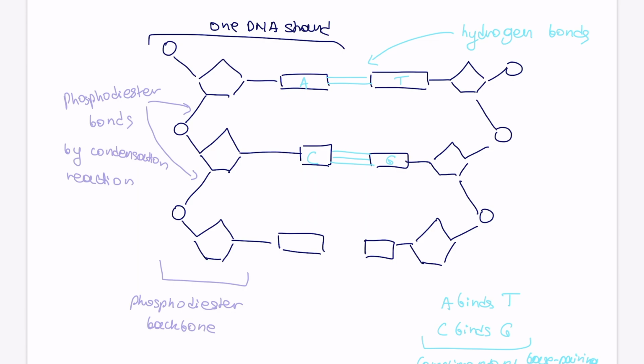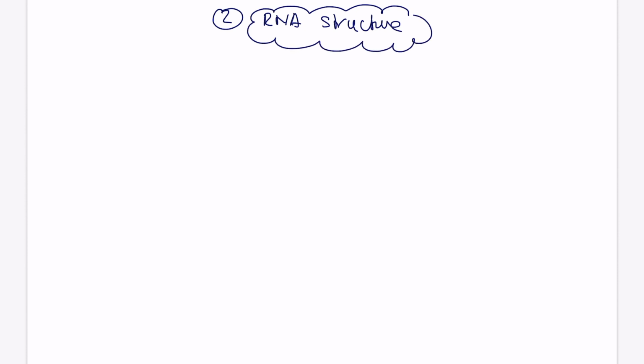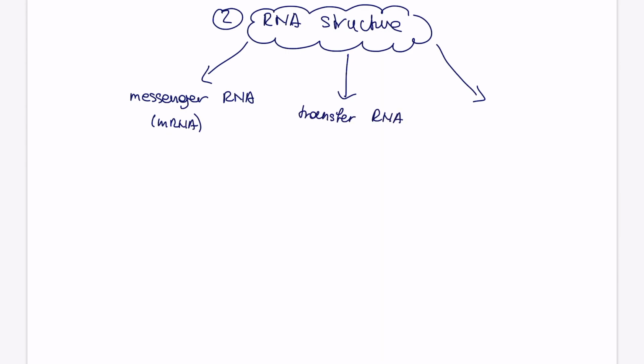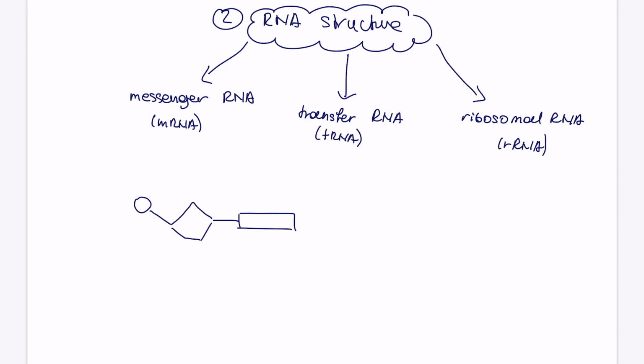Okay, what we're going to move on to now is to compare this DNA structure to the structure of RNA, which is another example of a nucleic acid, but in this case, it's single-stranded. For your A-level, you need to know three types of RNA. You need to know messenger RNA, which is produced in transcription. You need to know transfer RNA, abbreviated tRNA, used in translation. And then you need to know ribosomal RNA, which is produced in the nucleolus and is used to make up ribosomes.